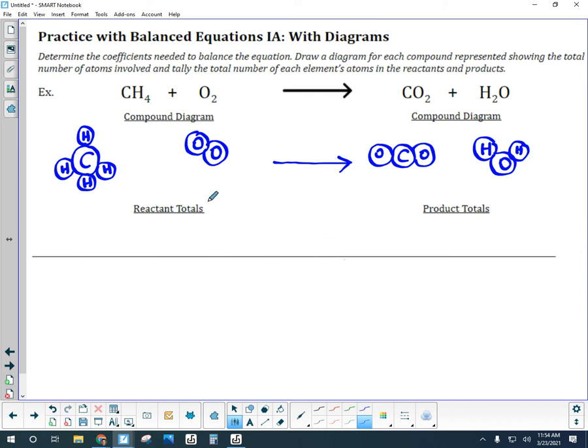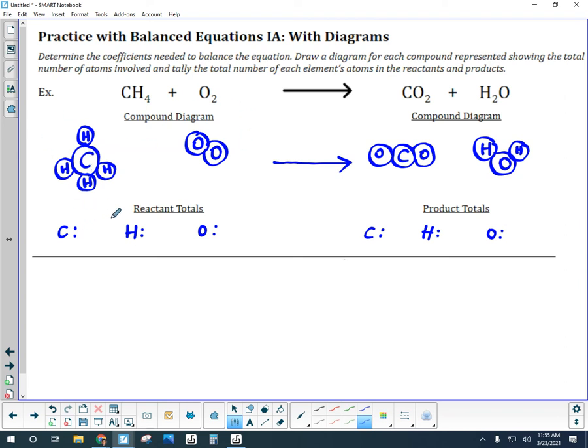So you'll get to a point where you don't necessarily need to draw the pictures to prove your answer. When you do that, I would recommend tallying up your element totals on each side. So what I mean by that is I'm going to tally up the carbon total, the hydrogen total, and the oxygen total on both sides, because the number of atoms of each element should be conserved. Because I'm not creating atoms, I'm not destroying atoms, I am simply rearranging atoms.